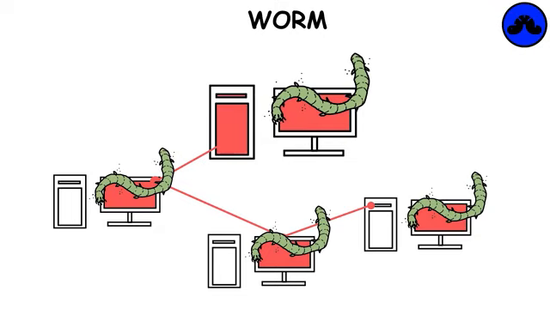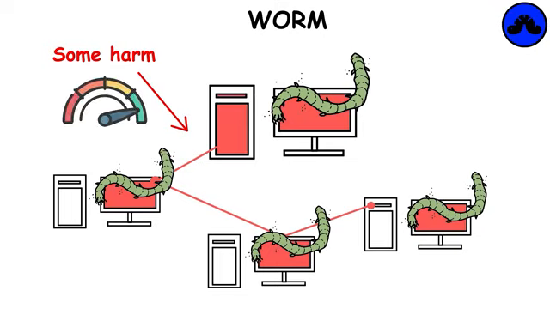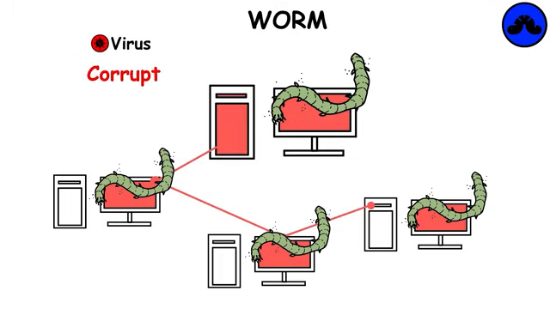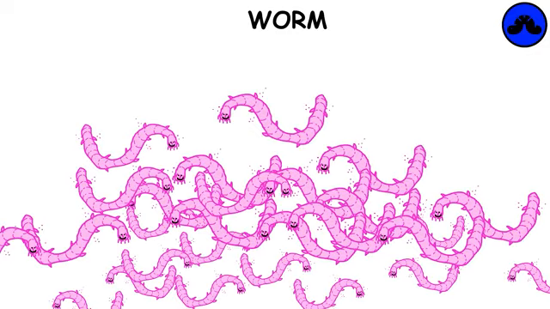Worms almost always cause at least some harm to the network, even if only by consuming bandwidth, whereas viruses almost always corrupt or modify files on a targeted computer. Many worms are designed only to spread and do not attempt to change the systems they pass through.